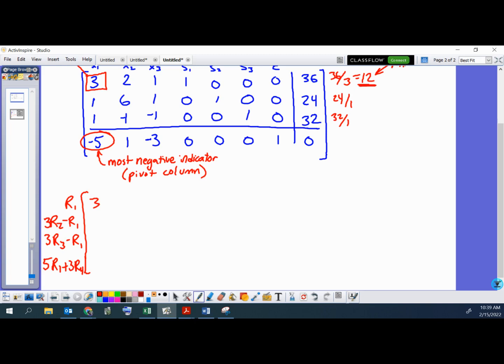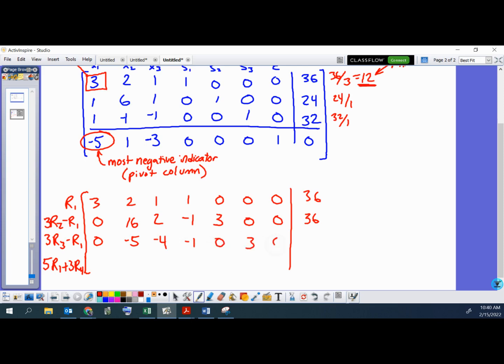So row 1, we're just going to keep the same. 3, 2, 1, 1, 0, 0, 0, 36. Row 3 row 2 minus row 1. So 3 minus 3 is 0. 18 minus 2 is 16. 3 minus 1 is 2. It's going to be a negative 1. That's going to be 3, 0, 0. And then 72 minus 36 is 36. 3 row 3 minus row 1. That's going to give me a 0 there. Negative 3 minus 2 is negative 5. Negative 3 minus 1 is going to be negative 4. Negative 1, 0, 3, 0, and then 96 minus 36 is going to be 60.